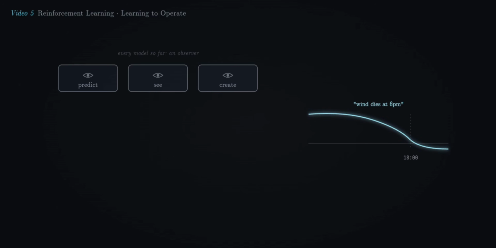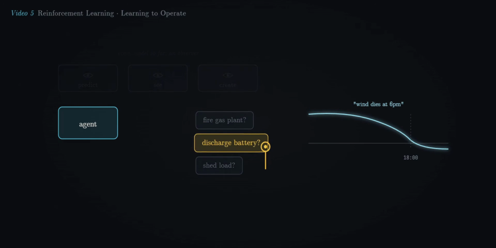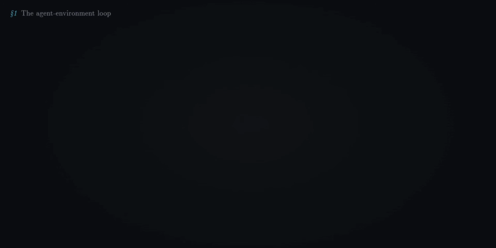Forecasting can tell you a storm is coming and the wind will die at 6 o'clock. Useful, actually, but someone still has to decide what to do about it, isn't it? Fire up the gas plant now, or wait? Discharge the battery, or save it? Ask a few thousand homes to ease off for an hour? That decision made again and again, this is the world of the agent. This is called reinforcement learning.